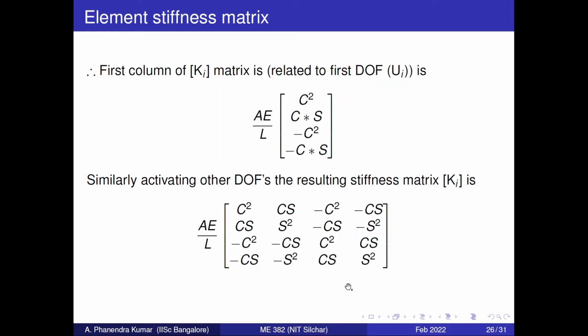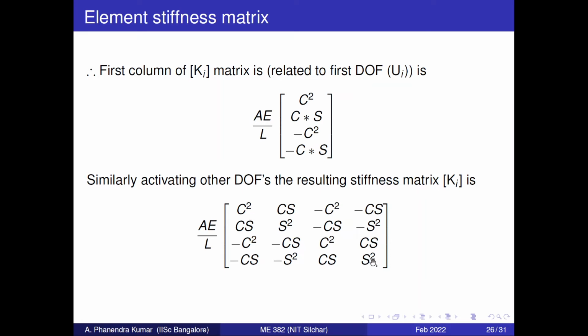I think you need to note this down. This will be useful for our further calculations also. We'll be doing some examples where we will be using this elemental stiffness matrix: c square, cs, minus c square, minus cs; cs, s square, minus cs, minus s square. Here also you can see the properties which we have defined previously for the stiffness matrix.